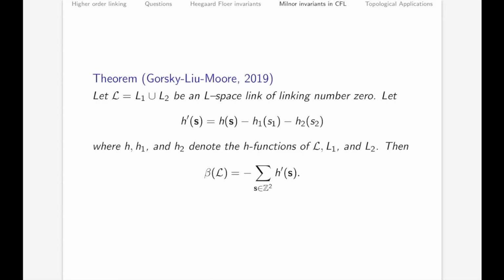I should also mention that if you would like to get rid of the L-space link assumption, you can certainly do that and write down a formula for the Sato-Levine invariant. You'll just need to take into account the Euler characteristic of the torsion summands of link Floer homology, and writing that down just looks somewhat messier, so I've omitted it from the discussion today.